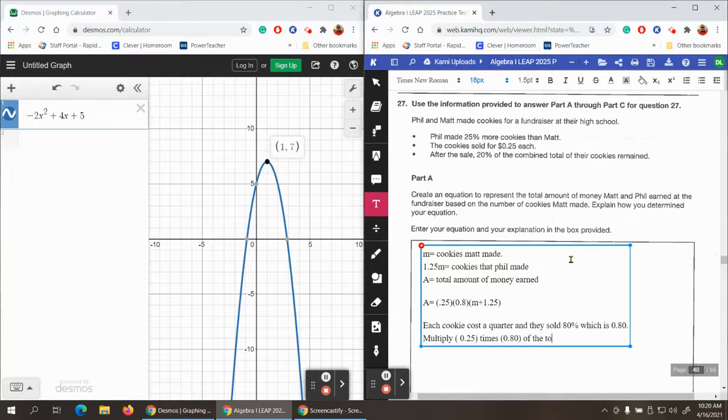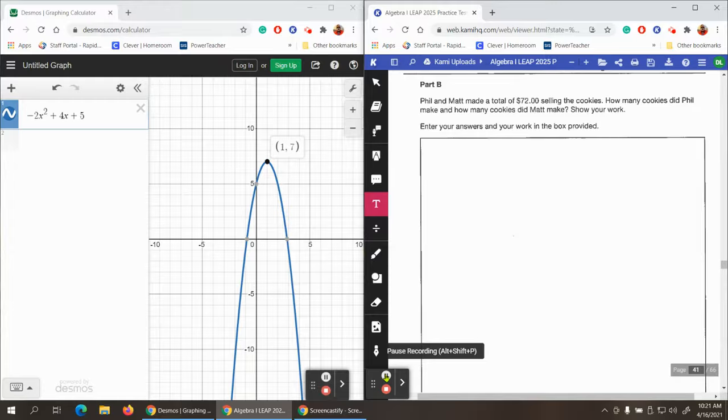Of the total amount Matt and Phil made. Total amount of cookies Matt and Phil made. All right. Each cookie cost a quarter, and they sold 80%, which is that. So I'm going to multiply of the cookies. All right, so the cookies are whatever that they made. So that's my explanation.